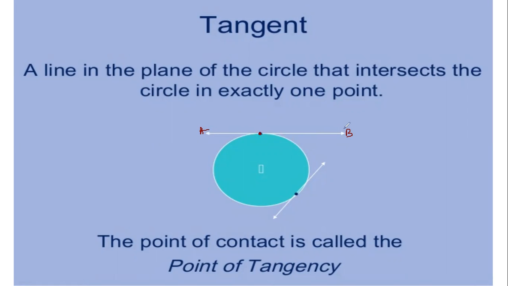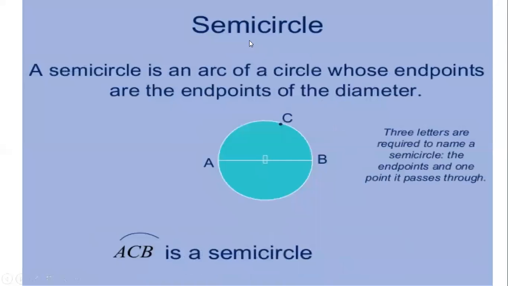So this line AB is what we call the tangent of this circle, and the point of contact we call the point of tangency. In this case, this point here is what we call the point of tangency for this circle, because the tangent touches the circle at that point there.